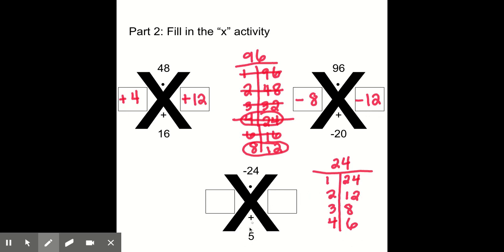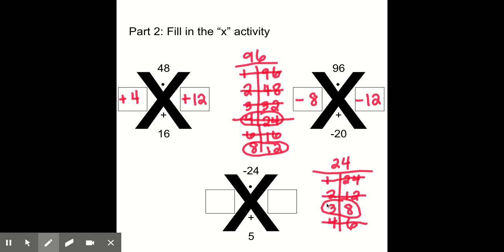So we're looking for a combination that's going to give us 5. 1 and 24 is out. 2 and 12 is out. 3 and 8 is an option. And 4 and 6 is out. Now you want to consider all of them because as you saw in the previous one, there could be 2 possibilities, so be careful.